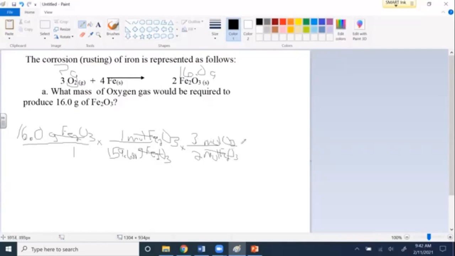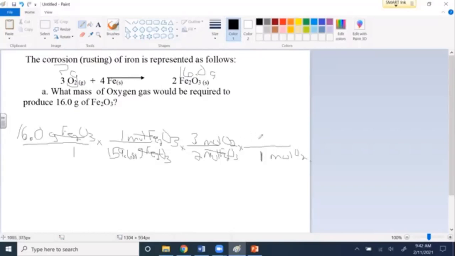There's a 2 in front of that. So now moles Fe2O3 cancel out. And then I'm in the moles unknown box now, and I want to go from moles unknown to mass unknown. So I know that mole O2 is going to be on the bottom of this next fraction. So it's on the top of the previous fraction, so it's not canceled out. There's always a 1 in front of that.